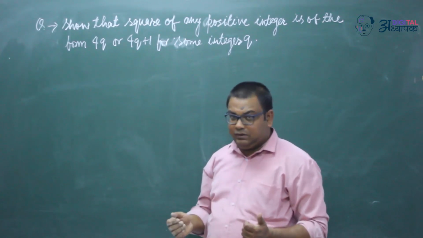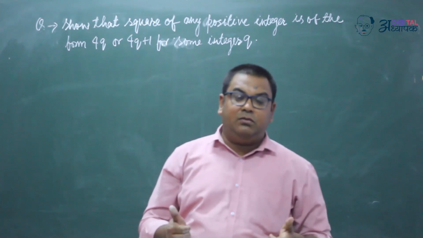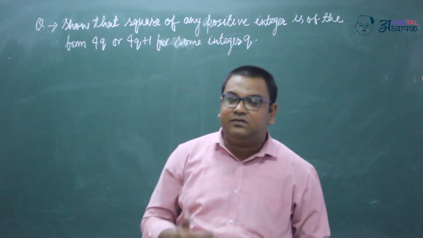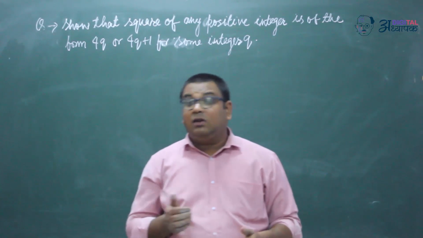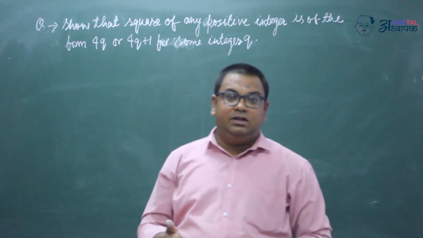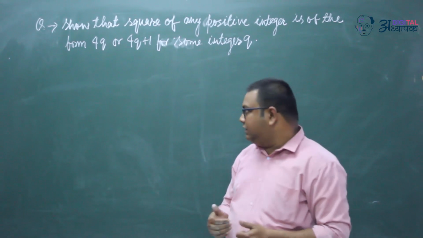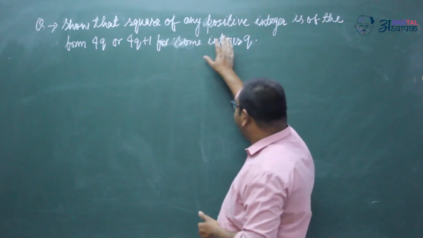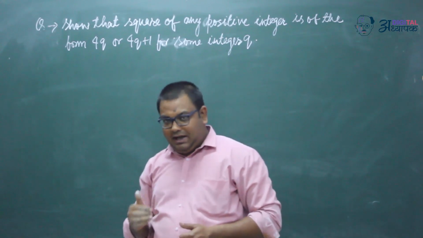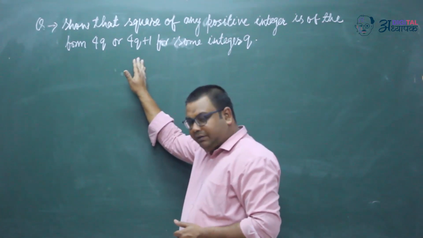See students, we have to show that the square of any number is in the form 4q or 4q plus 1. And as you know, any number can be written in the form of Euclid's division lemma, but the form will depend upon the divisor. What divisor you take will show the number's exact form. Suppose we have to find the square of a positive number and show it in the form of 4q or 4q plus 1.